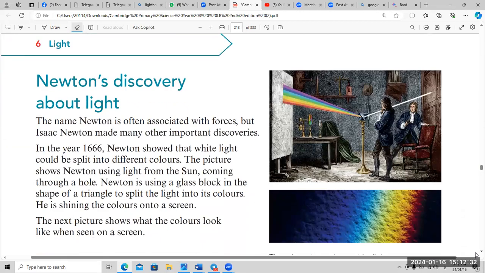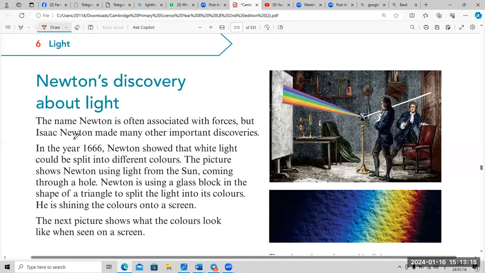Newton's discovery about light. The name of Newton is often associated with forces, but Isaac Newton made many other important discoveries. In the year 1666, Newton showed that white light could be split into different colors. The picture shows Newton using light from the sun coming through a hole. Newton is using a glass block in the shape of a triangle to split the light into its colors. He is shining the colors onto a screen. The next picture shows what the colors look like when seen on the screen.